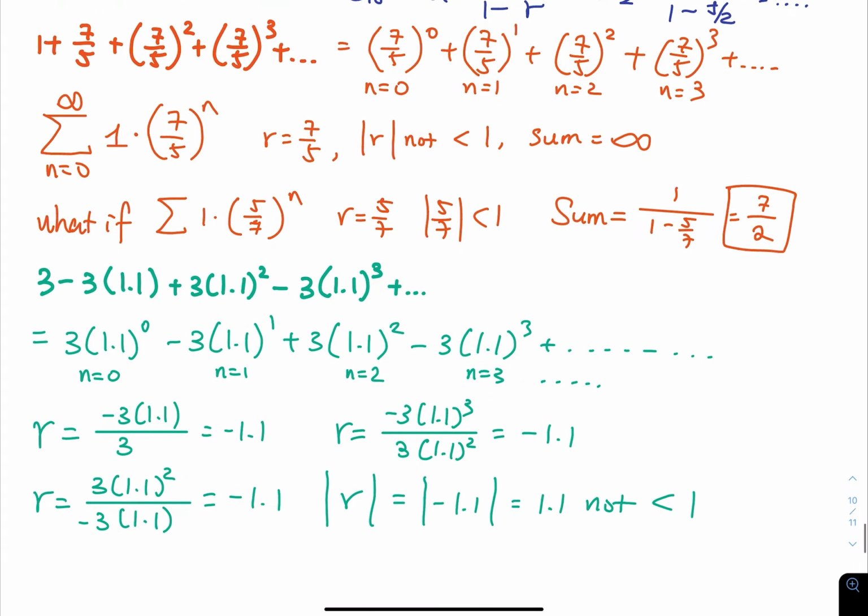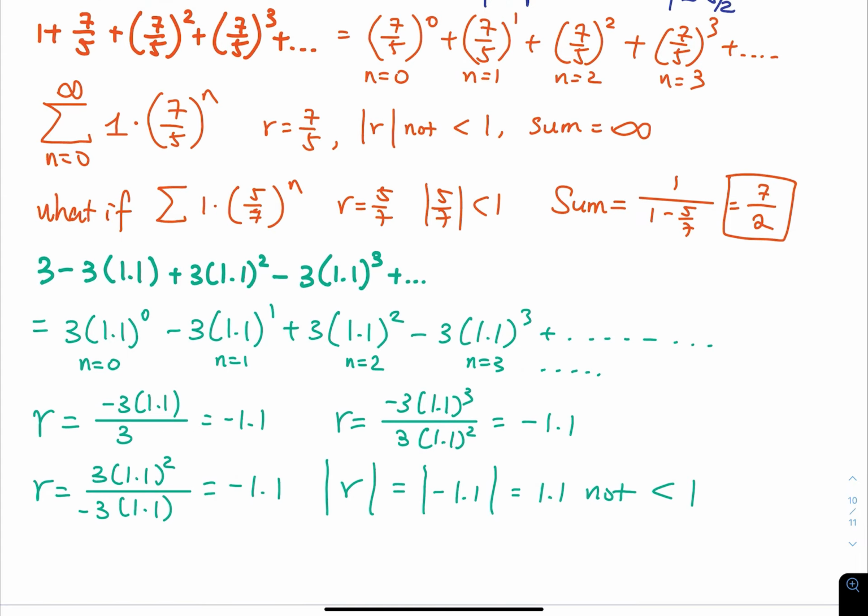What happened to this? When the absolute value of the common ratio is not less than 1, then we say the sum is infinite, is just a positive infinity. So this is called an infinite sum.